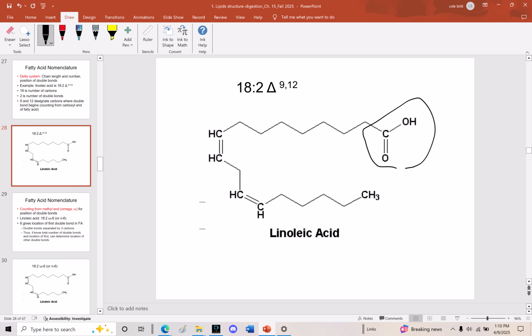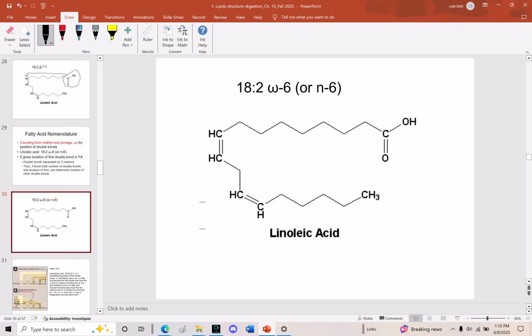And then the omega system, very similar, but you can see it doesn't give exactly where the bonds are, but it does tell you where the first bond is. The first bond here is at carbon number 6, but remember this one starts from the methyl end, which means when you look at this, here's the methyl end, so you're starting from here, and this is carbon 6. That's where the first double bond is; the second or third, whatever it is, it's always 3 carbons away.